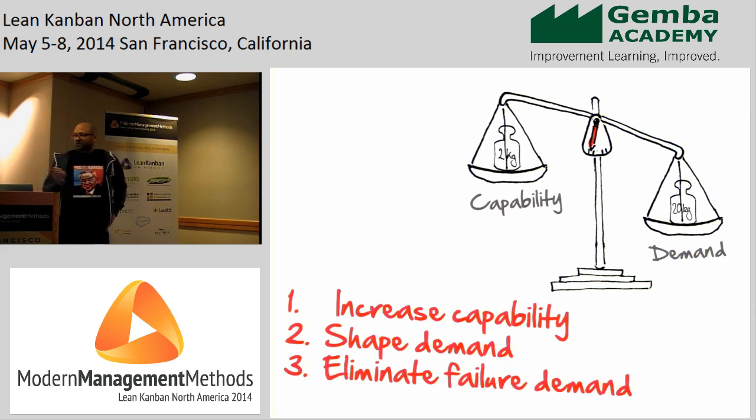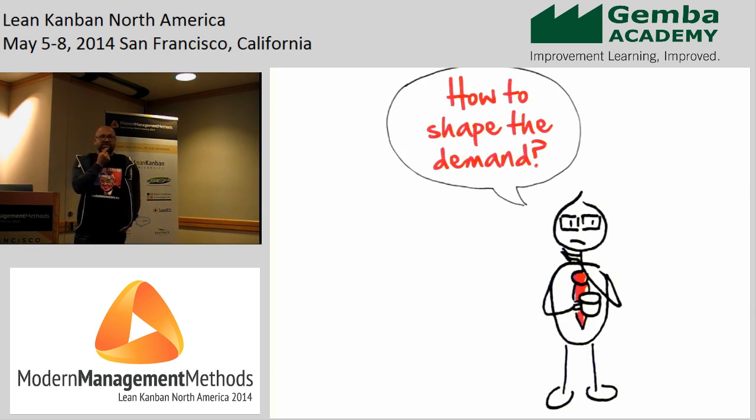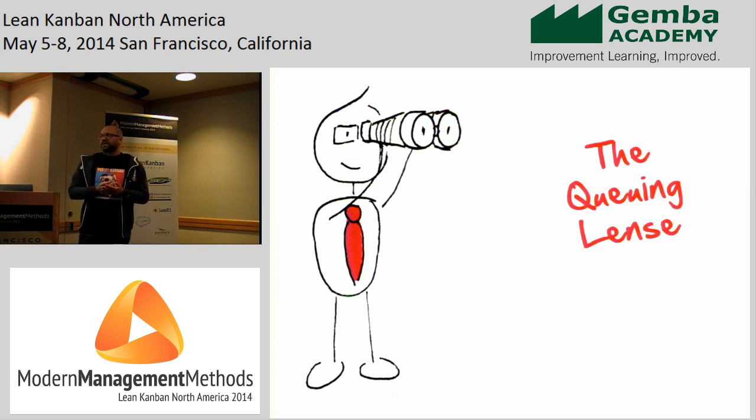So I would like to talk about the second strategy, shape the demand. Now the question is, how do we do this? How can we make sure that we get less demand into our system without damaging our business? And here the second lens comes into play, and that's the queuing lens.